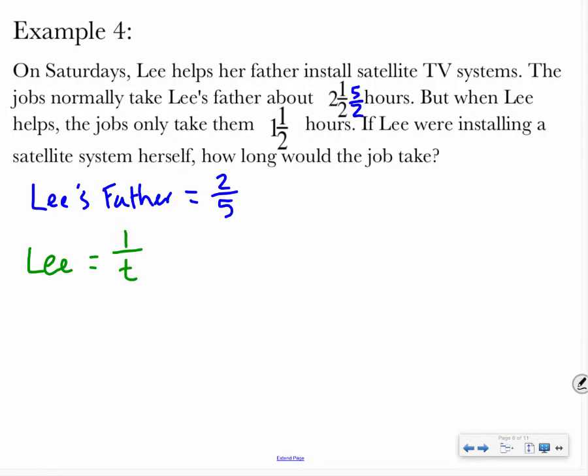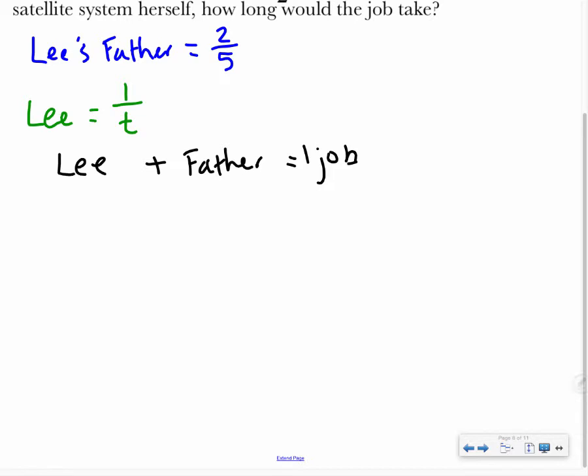But if we add Lee's speed plus her father's speed, we should get the equivalent of 1 job, right? So we can plug in our information. We have Lee set to be 1/t, Lee's father to be 2/5, and we want it to equal 1 job.